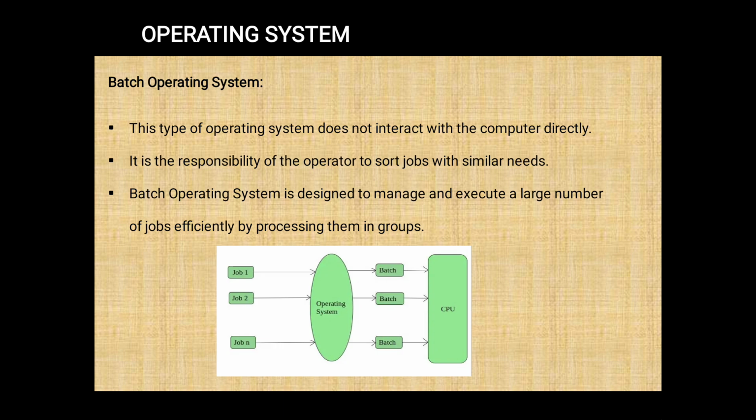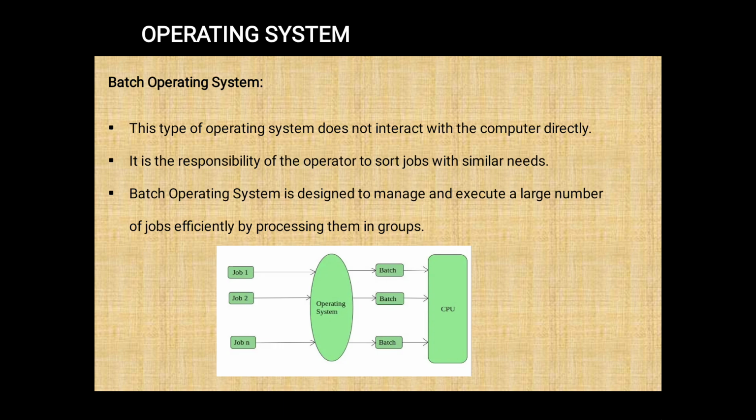First one is batch operating system. This type of operating system does not interact with the computer directly, which means it is non-interactive, and batch processing assigns a group of jobs or programs together rather than executing them individually. It is the responsibility of the operator to sort the jobs with similar needs. Batch operating system is designed to manage and execute a large number of jobs efficiently by processing them in groups.